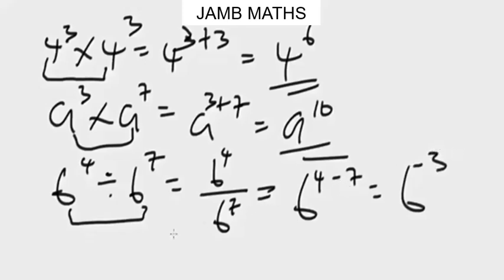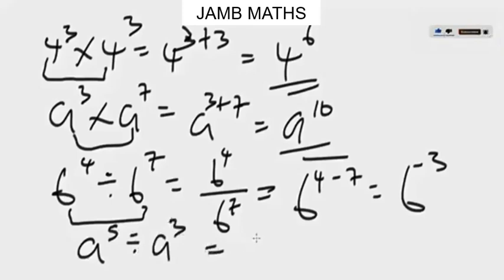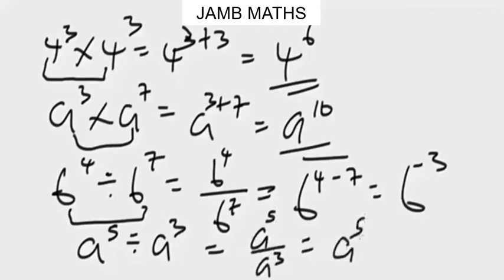Now another example, let's consider alphabets. Let's say we are given a to the power 5 divided by a to the power 3. So this is a to the power 5 over a to the power 3. Since the base is the same, you subtract the powers. This will be a to the power 5 minus 3, which will give us a to the power 2. That's a squared. Alright, so that's it for the division rule of indices.